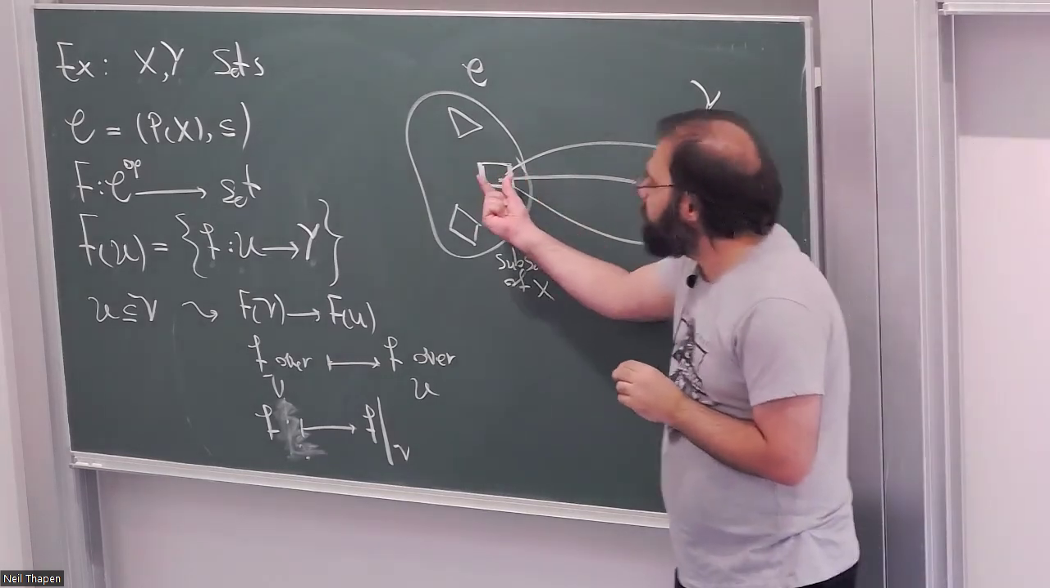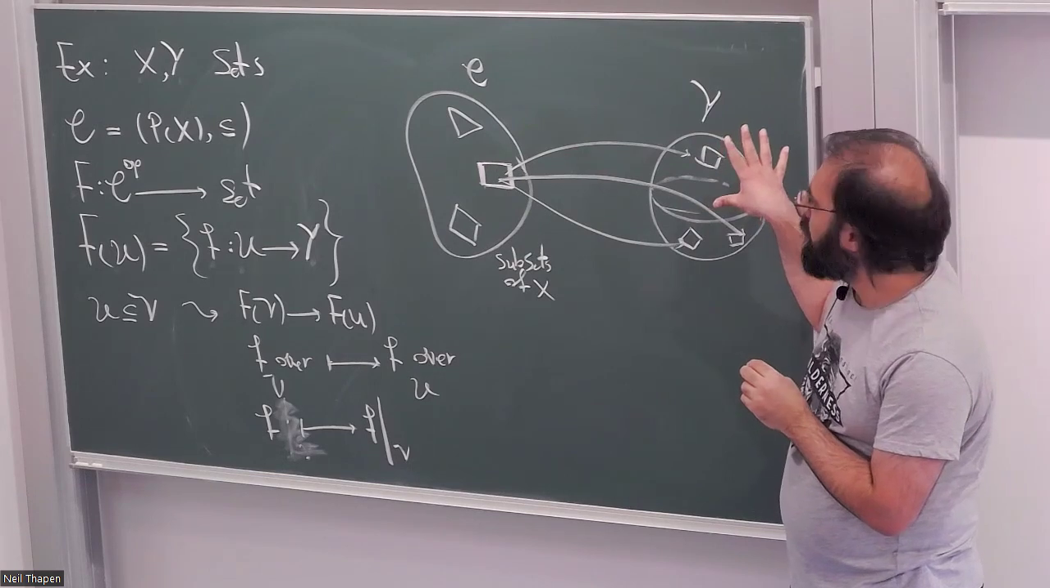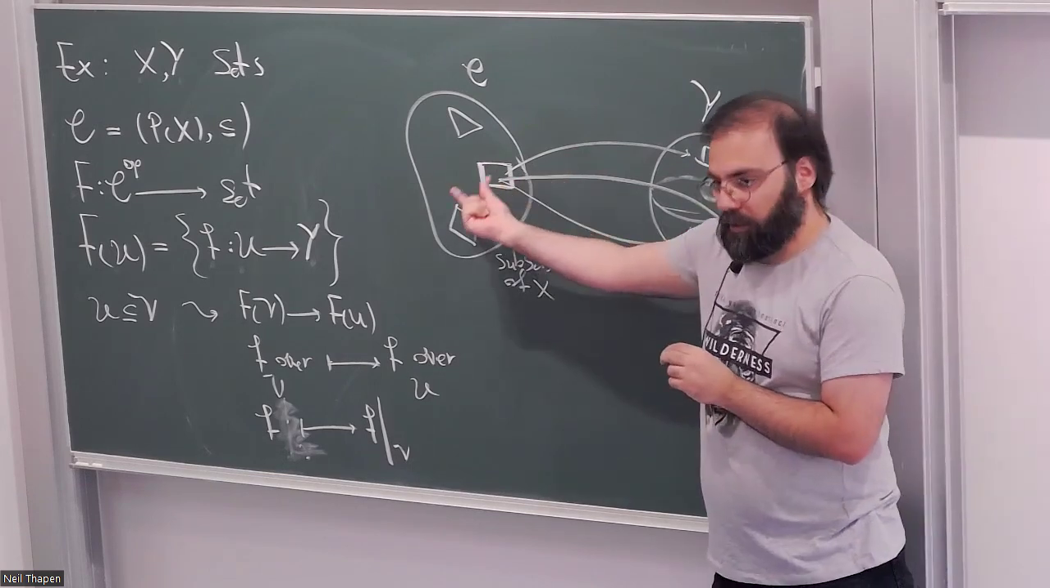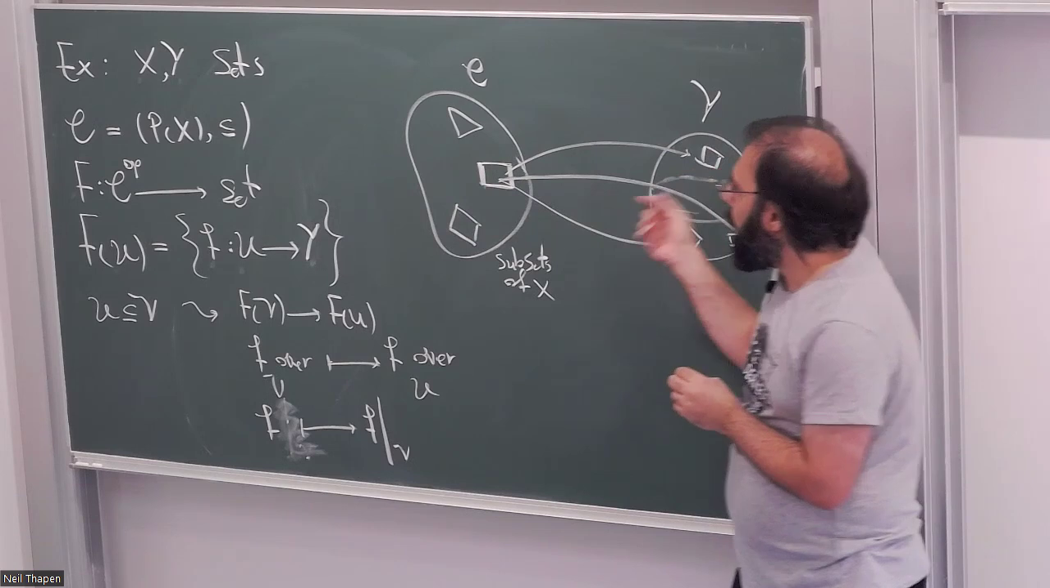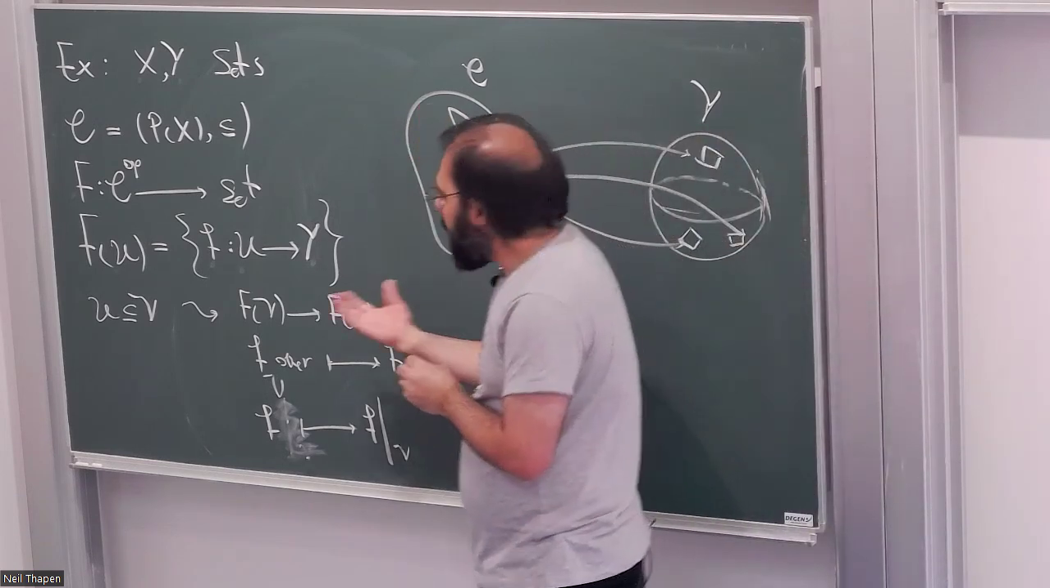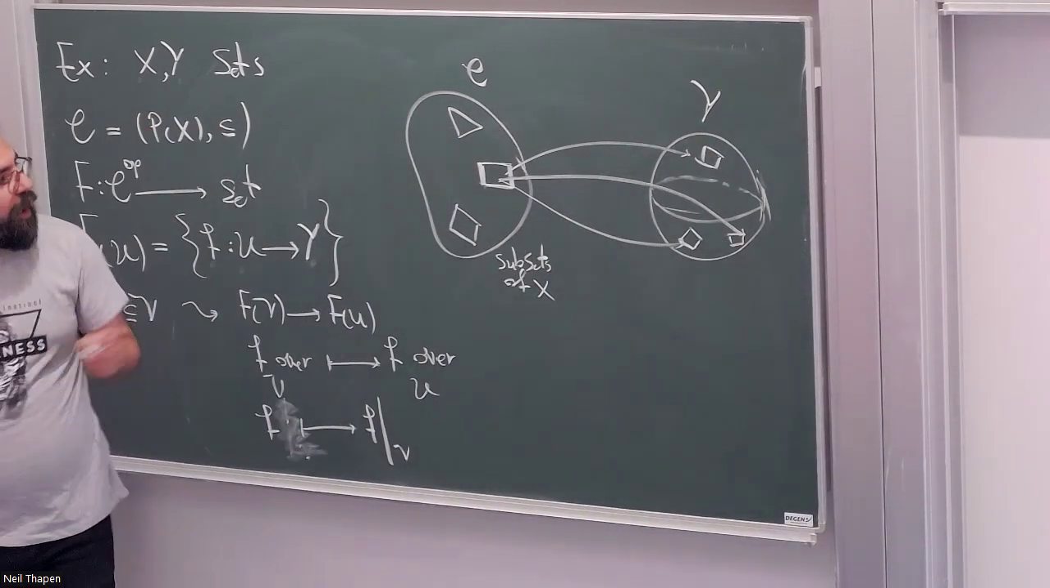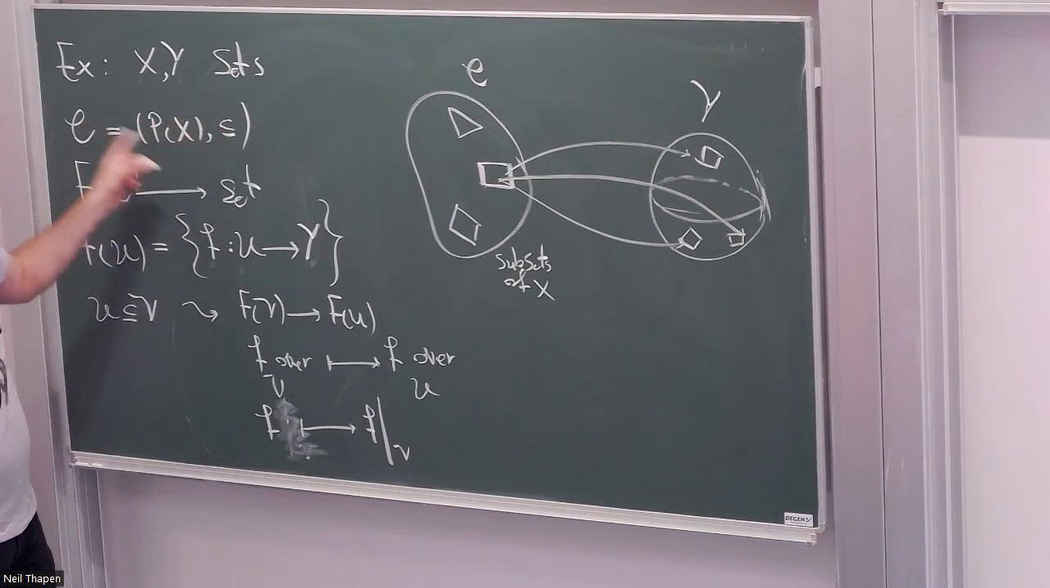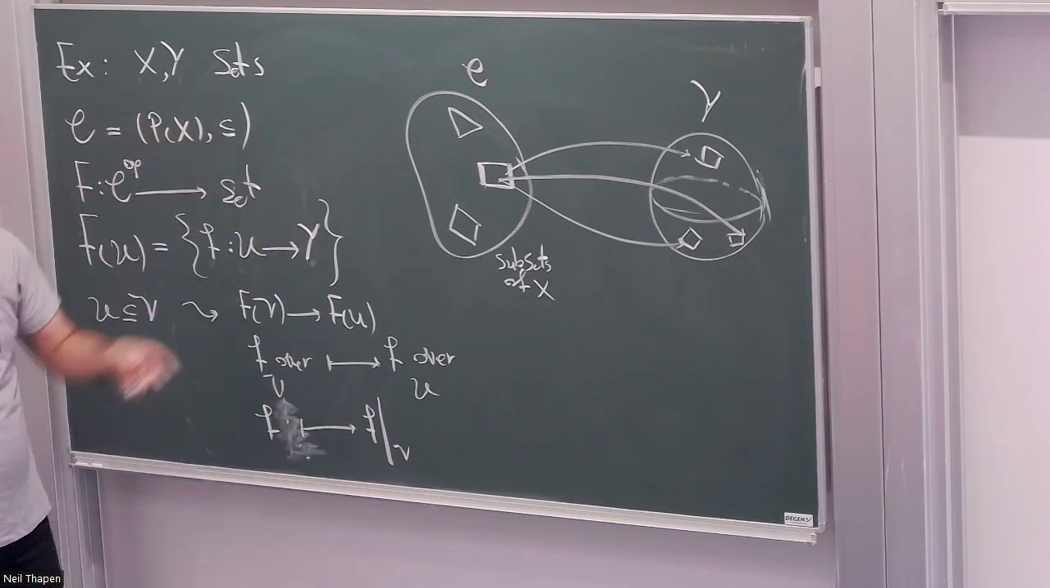All the shapes of this form inside Y. This is just all the local data of this form inside Y. And since you have all the forms, F encodes all the local data of some form inside Y.